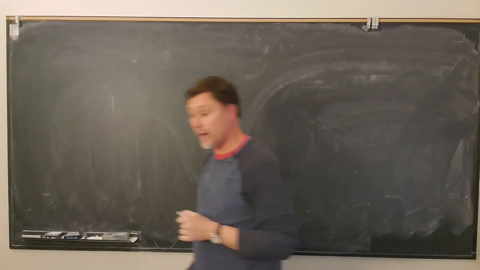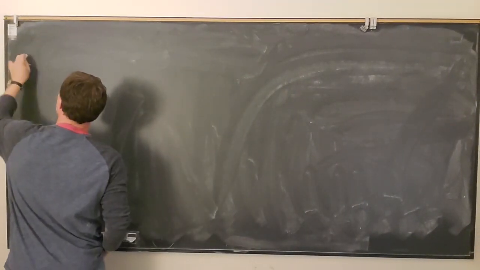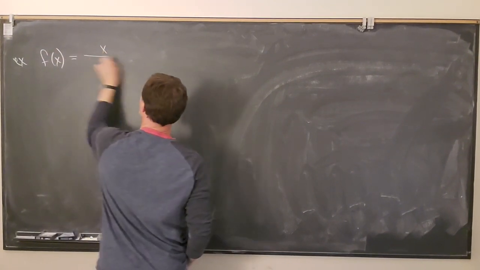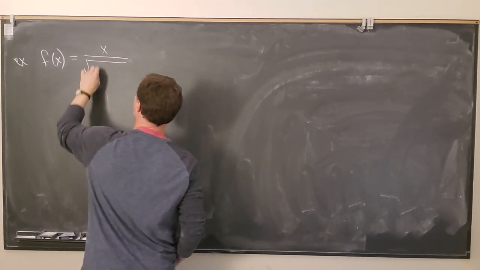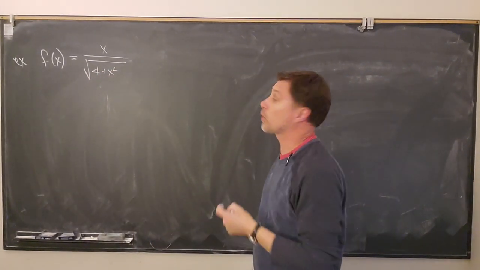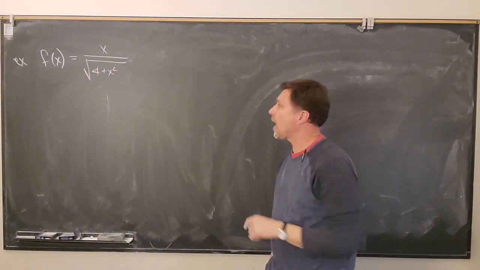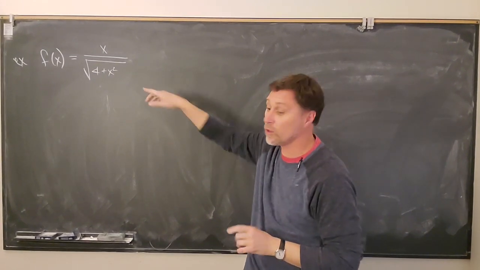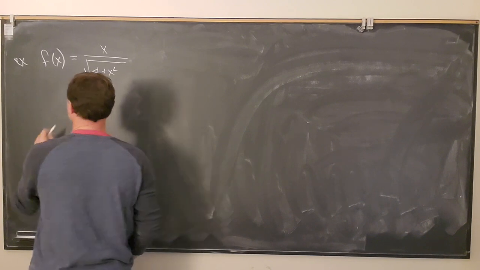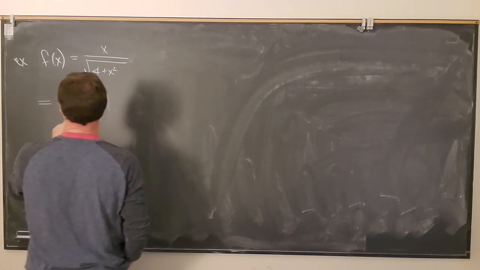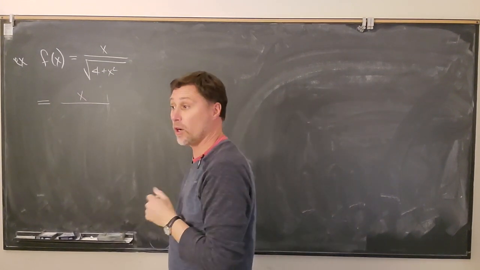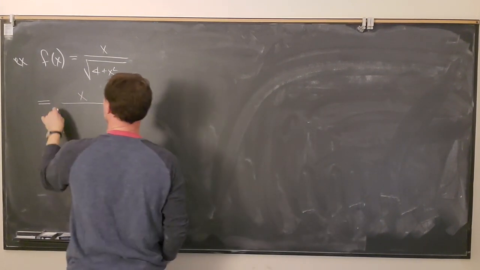Okay, so now let's do our next example. f of x equals x over the square root of 4 plus x squared. Same instructions as before: I want to find the Maclaurin series. And notice now we've got a square root here. This is going to be a job for the binomial series. I just want to manipulate this one a little bit. Remember, the binomial series requires a 1 there, so let's factor the 4 out.